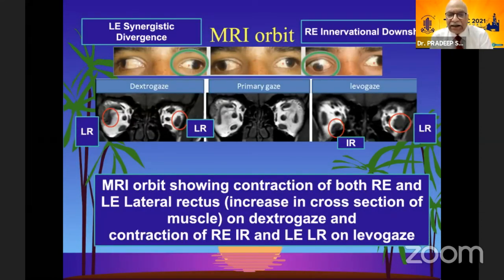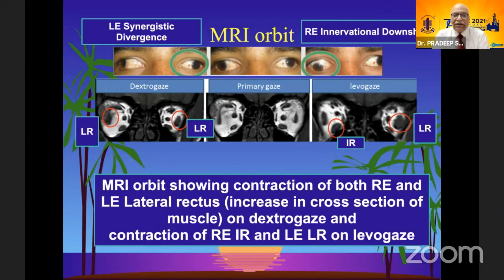Doing MRIs which are dynamic, that means in different gazes, or kinetic MRIs, in dextro gaze, in primary position and in levo gaze, you can confirm what you are suspecting about the misinnervations. As you can see here, the lateral recti are co-contracting on the dextro gaze. And in primary position, you can see the lateral rectus is much thinner.